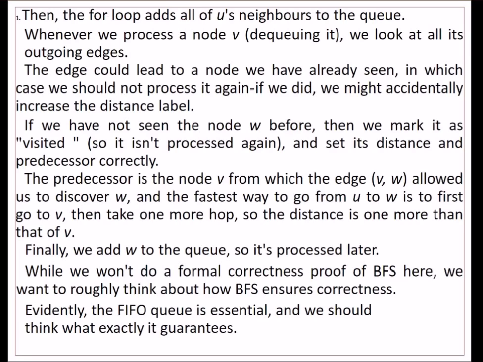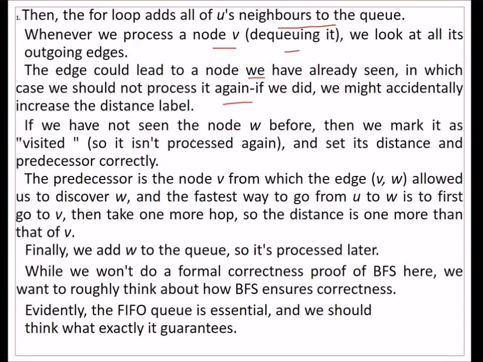Then the loop adds all of u's neighbors to the queue, and whenever we process a node v, meaning dequeuing it, we look at all its outgoing edges. The edge could lead to a node we have already seen. What do we have to do in this case? In this case, we should not process it again, because it was already processed, and if we did, we might accidentally increase the distance level.